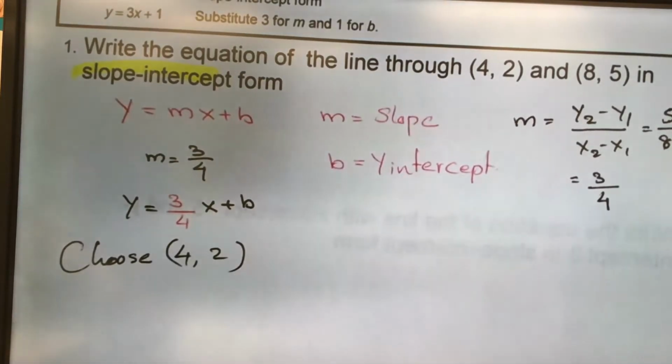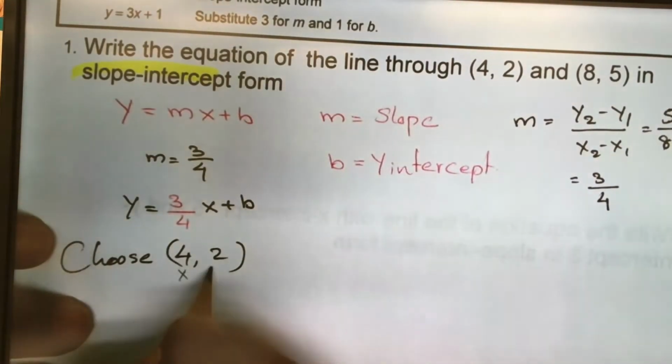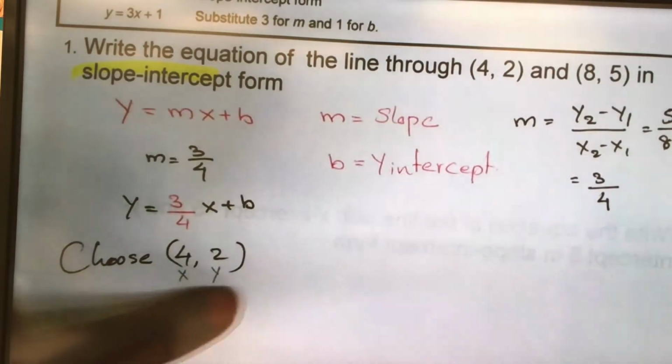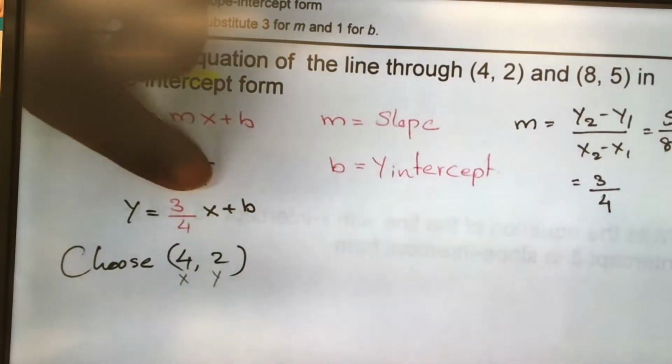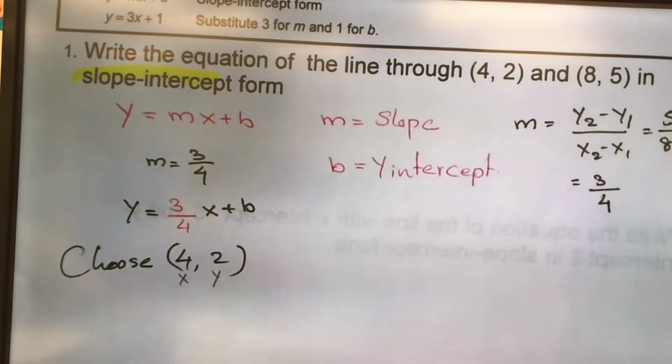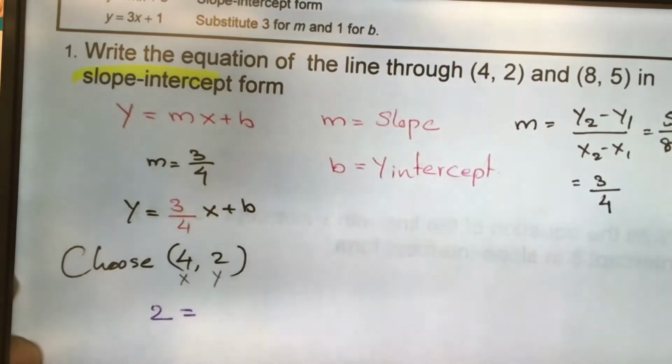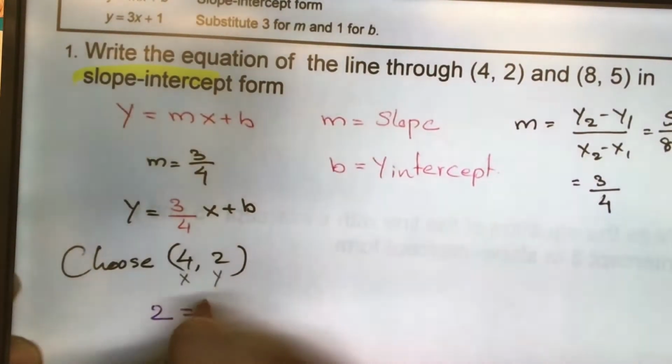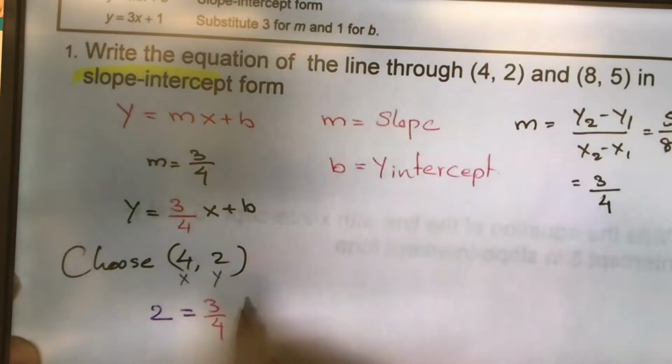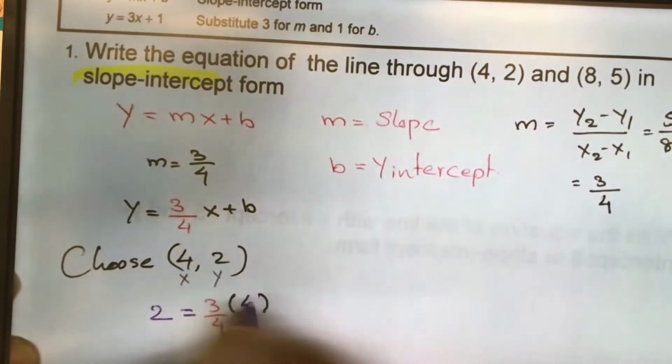So you already know that when you have a coordinate, the first coordinate is the x coordinate and the second one is the y. So this is x and this is y. Plug in for x and y, 4 and 2, in this new step. So y is equal to 3/4 of x plus b. So my y is 2. So I can say 2 is equal to 3/4 of x. X is 4 here, plus b.